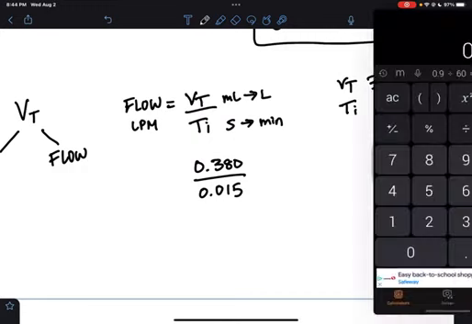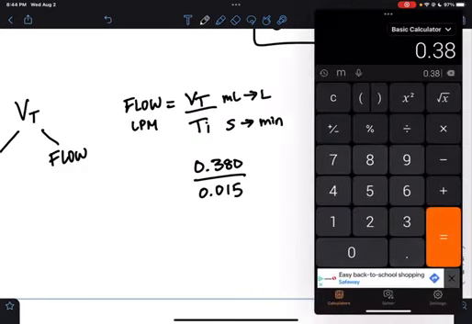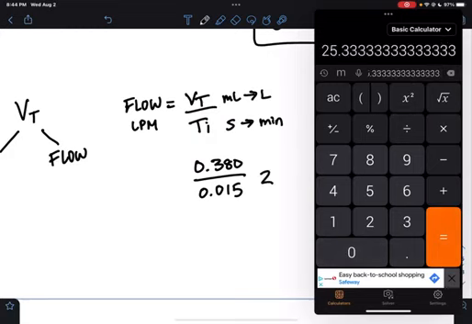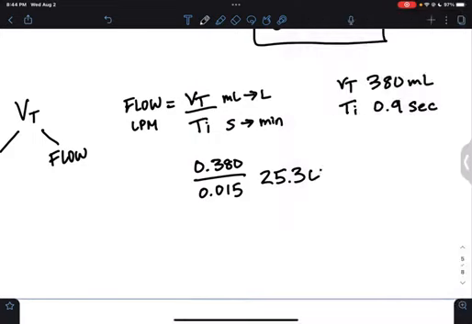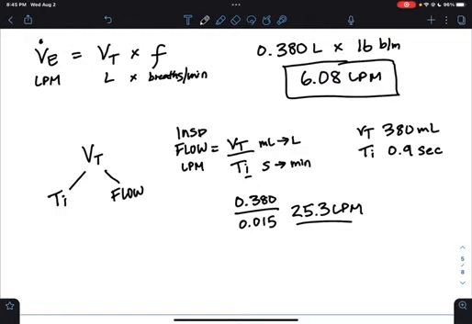And then when you calculate that, you get 25.3 liters per minute of flow. This flow is inspiratory flow, because I time is inspiratory. And if you want to isolate tidal volume or I time, then you just manipulate the equation. I'll show the equations later in a bit.